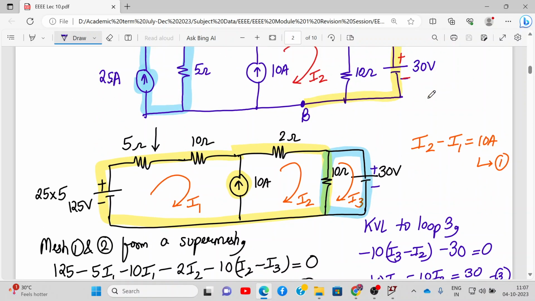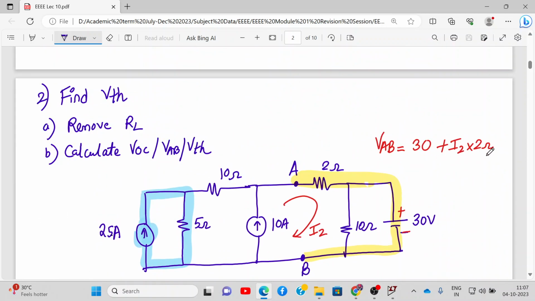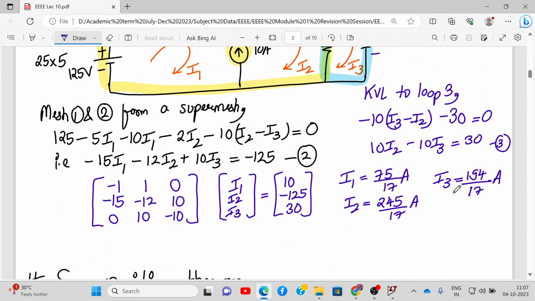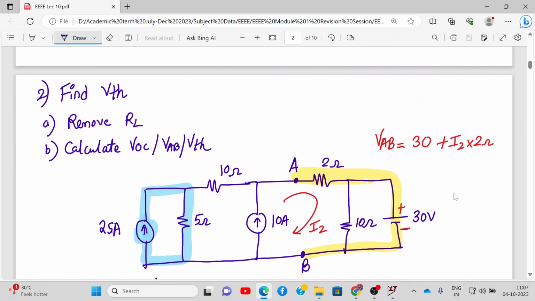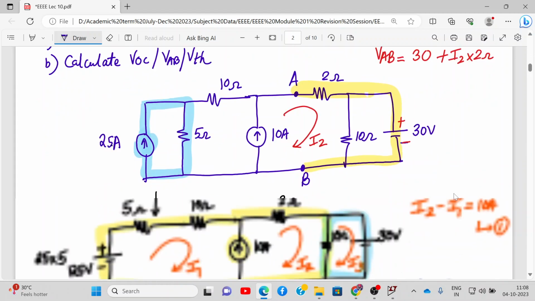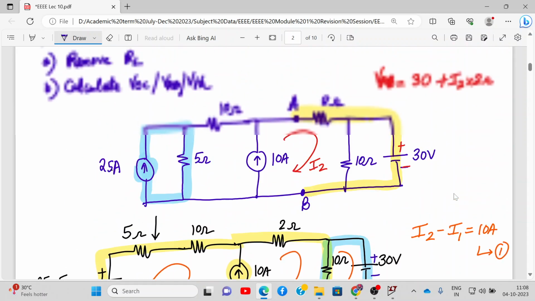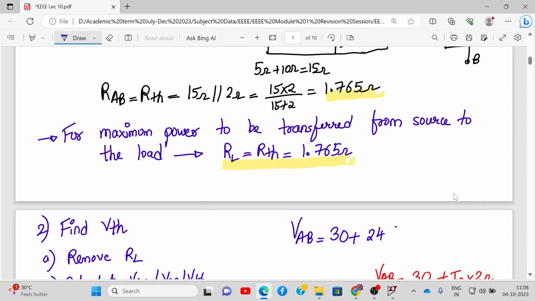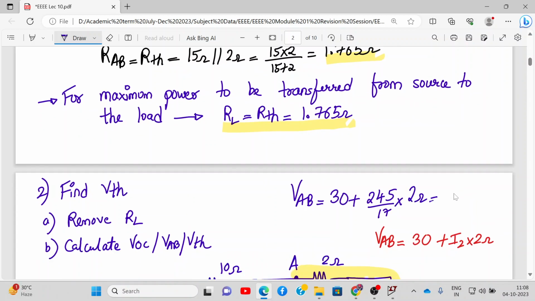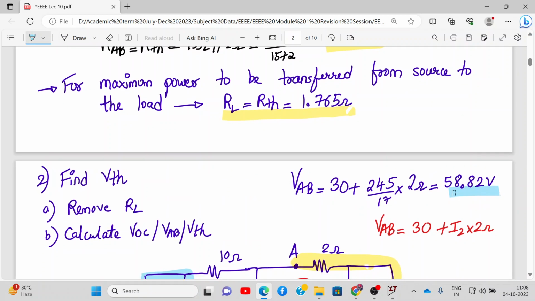Alright, but what value are we interested in? We are interested specially in I2, and what will be VAB? 30 plus I2 into 2 ohms. So we can calculate it here itself. VAB will be 30 plus I2. How much did we get? 245 upon 17. So 245 upon 17 into 2 ohms. So how much is this? This is coming out to be 58.82 volts. All right. And that is equal to VTH.